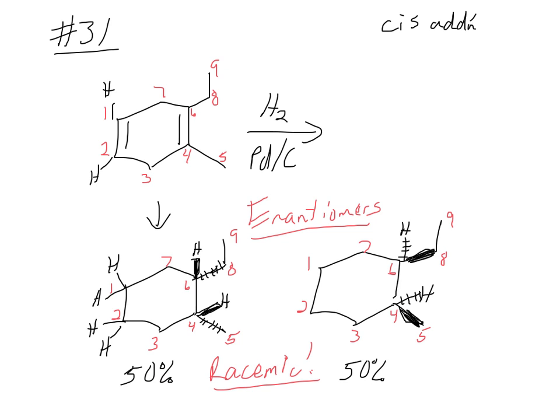Racemic means you have a 50-50 mixture of enantiomers. If they're diastereomers, then they're not racemic. They're just diastereomers. But when you have a 50-50 mixture of enantiomers, that's a racemic mixture. Racemic only refers to enantiomers. A 50-50 mixture of enantiomers.